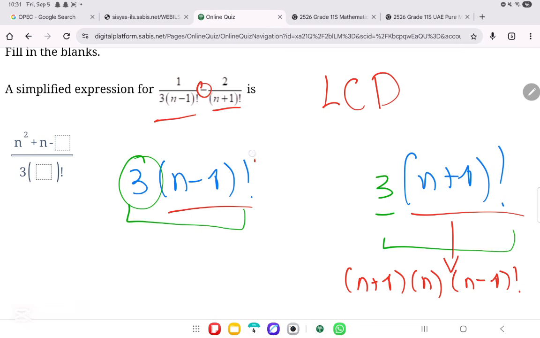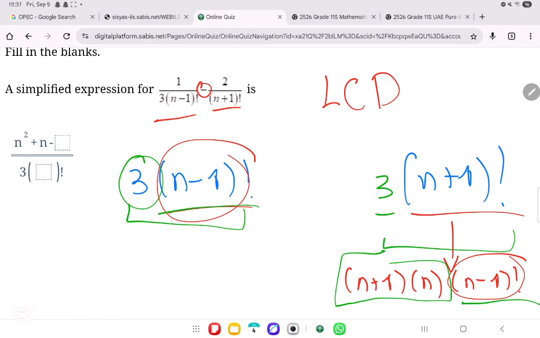Now, as you can see, there's n minus 1 factorial over here and n minus 1 factorial over here. But what is the extra thing that this has that this one does not have? It's very simply the n plus 1 times n. So the least common denominator is supposed to be 3 times n plus 1 times n times n minus 1 factorial, excuse me.